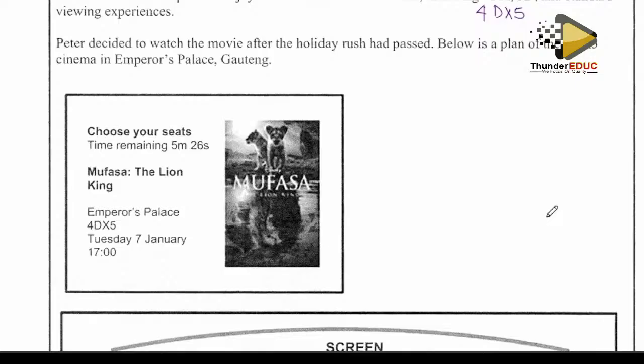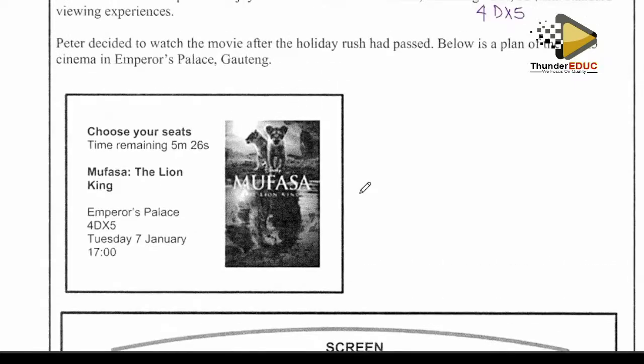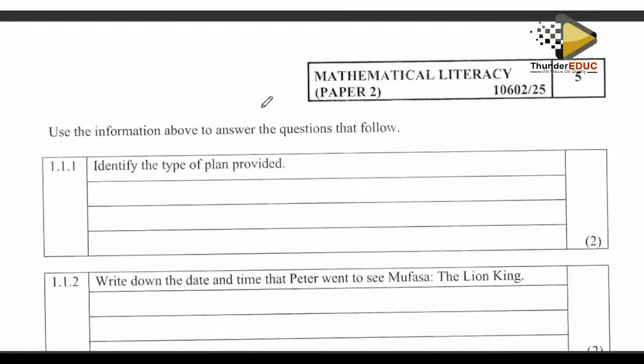Peter decided to watch the movie after the holiday rush had passed. Below is the plan of the 4DX5 cinema in Emperor's Palace, Gauteng. Choose your seats. Then Mufasa, the title of the movie, then Emperor's Palace, 4DX, then Tuesday 7th at 5. All right, let's continue. This is the seating plan of the cinema hall.